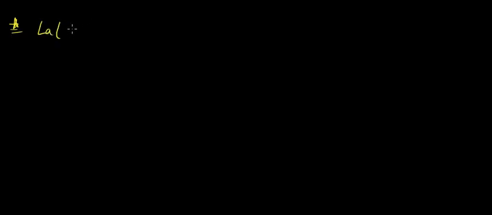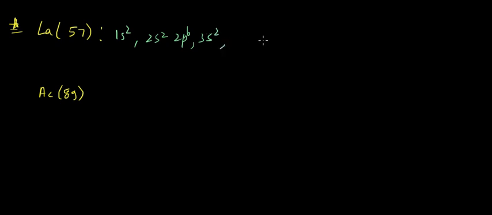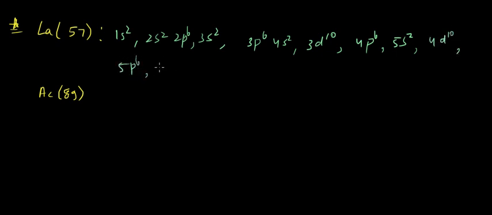So this is lanthanide with number 57 and actinide with number 89. Okay, so what would be the configuration for lanthanide? So it would be from the starting. Let's start 1s2, 2s2, 2p6, 3s2, 3p6, 4s2, 3d10, then 4p6, 5s2, 4d10, then 5p6, 6s2, and finally 4f1.